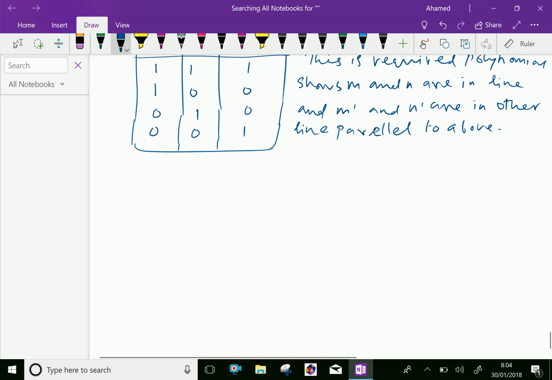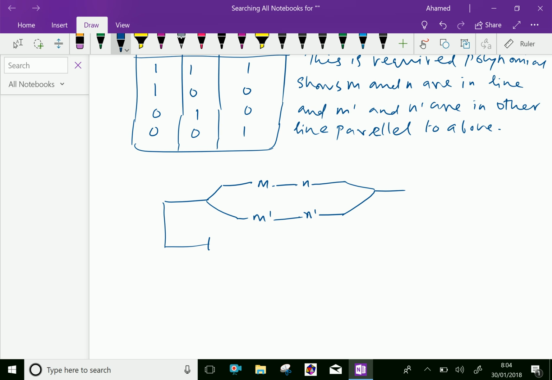Regarding this condition, we will draw the circuit. Here this M, N, and here M dash, N dash, connected with battery and lamp connected here.